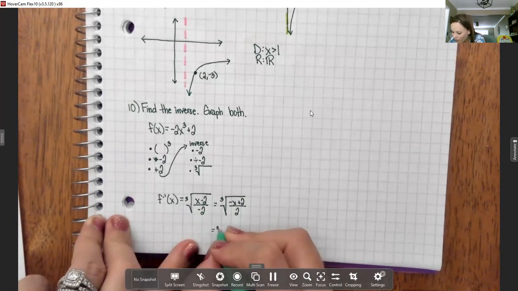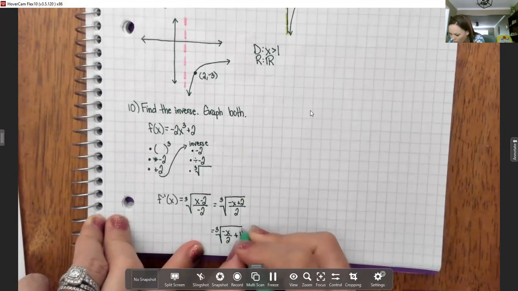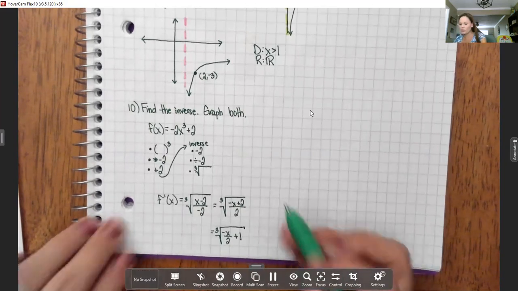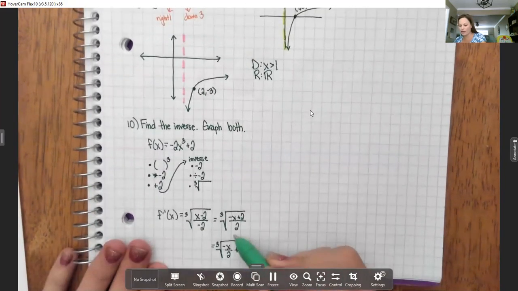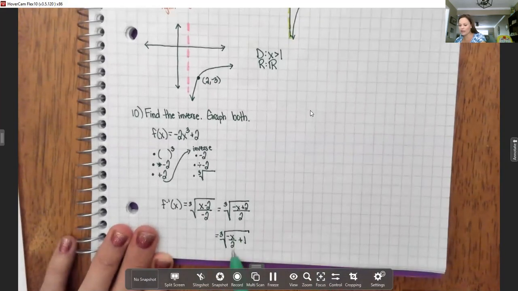It's also equivalent to the cube root of negative x over 2 plus 1. That's just dividing each part by the 2 and separating it. So if it's a multiple choice problem, you would just have to keep going until you found which one it simplified to.